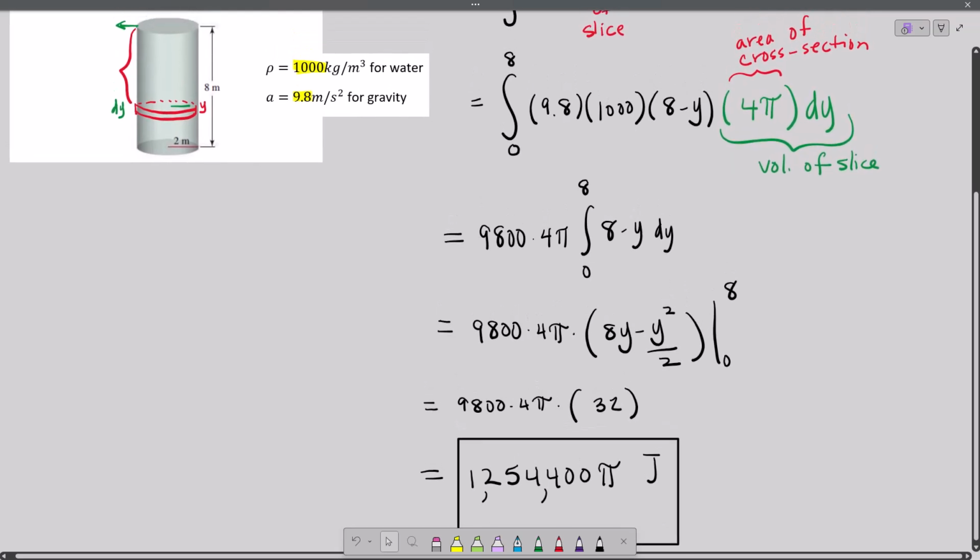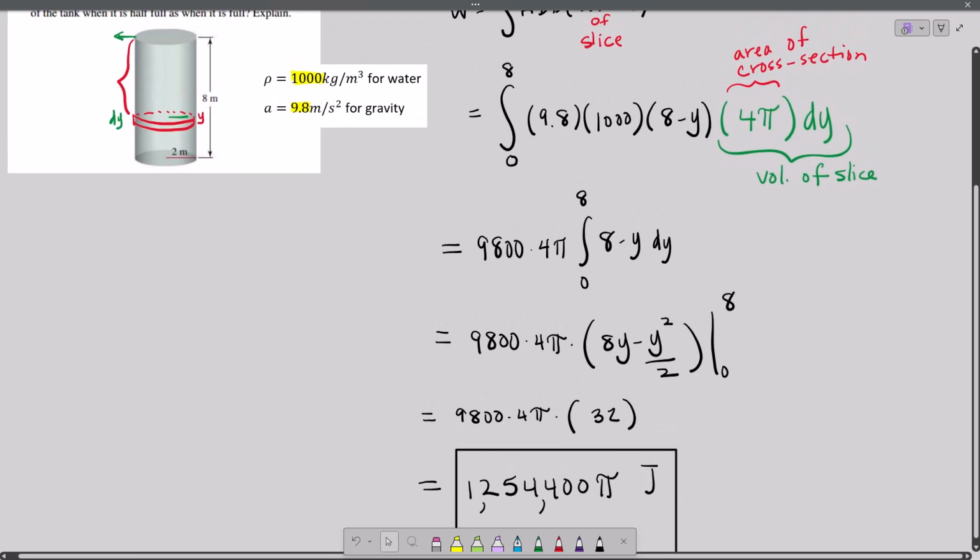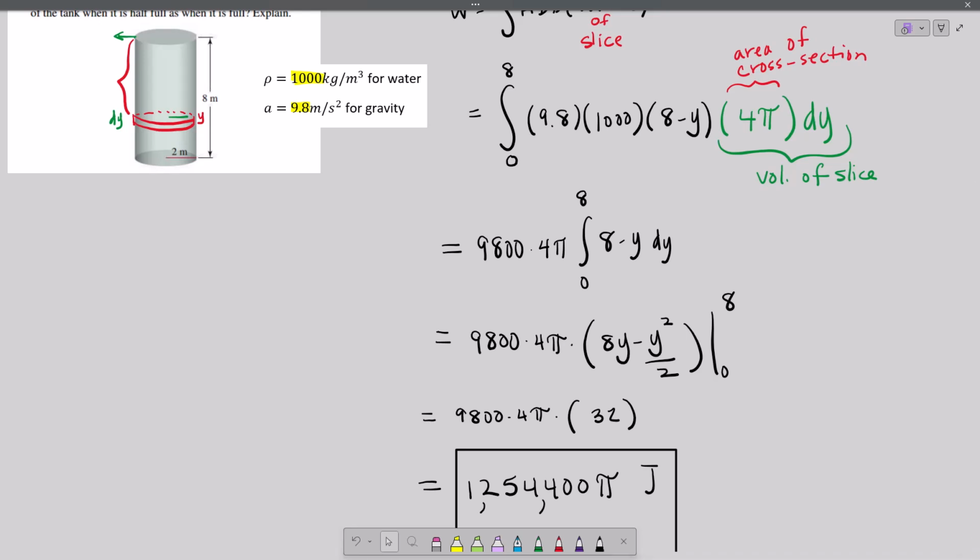I feel like doing these tanks helps build the concept better than the chain. We'll get to the chain in a moment. The rho equals 1,000 kilograms per meters cubed for water. What does the rho represent? So rho represents the density of water.